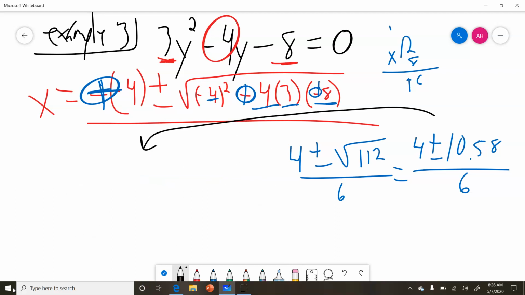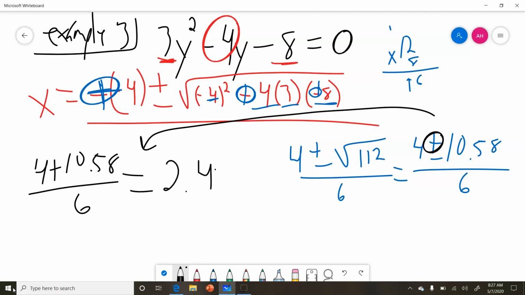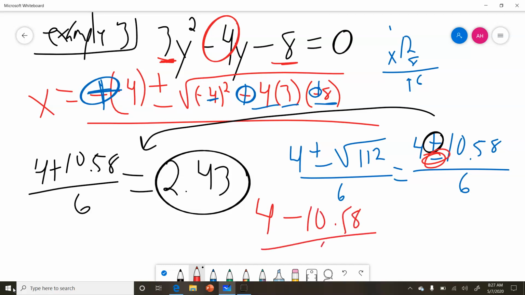So now I'm going to do the first one, I'm going to do plus. So 4 plus 10.58 divided by 6. I add the top together and I get 14.58, divide that by 6, and this equals 2.43. Okay, so there's one answer, is 2.43. Now I do the other one, which is the subtraction sign. So I do 4 minus 10.58 divided by 6. And when I type that in the calculator, I do 4 minus 10.58 is negative 6.58 divided by 6 is negative 1.1.